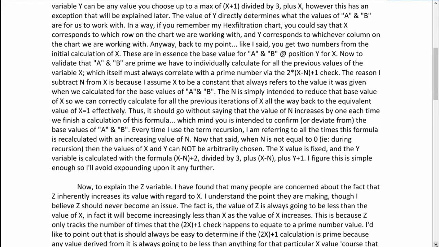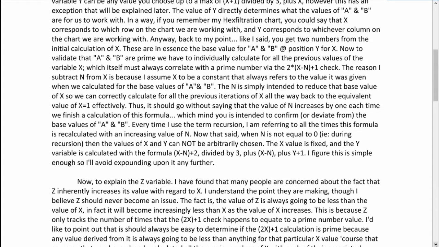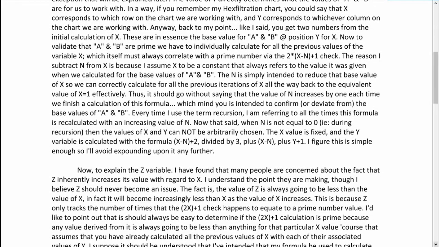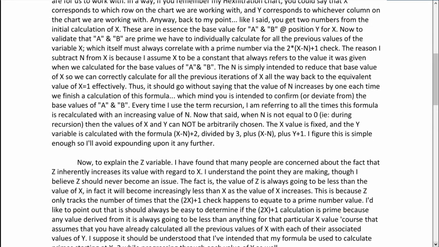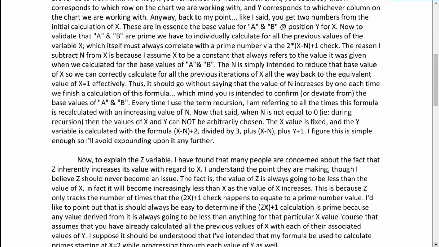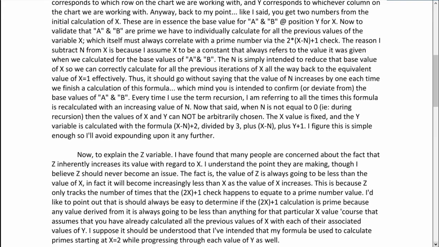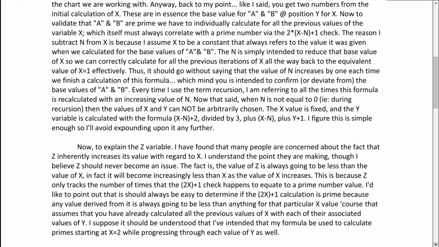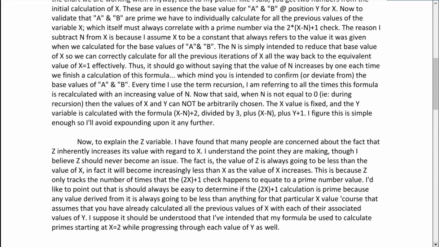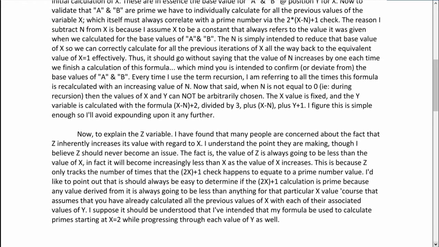Now, to validate that a and b are prime, we have to individually calculate for all the previous values of the variable x, which itself must always correlate with a prime number via the 2 times (x minus n) plus 1 check. The reason I subtract n from x is because I assume x to be a constant that always refers to the value it was given when we calculated for the base values of a and b. The n is simply intended to reduce that base value of x so that we can correctly calculate for all of the previous iterations of x all the way back to the equivalent value of x equals 1 effectively.